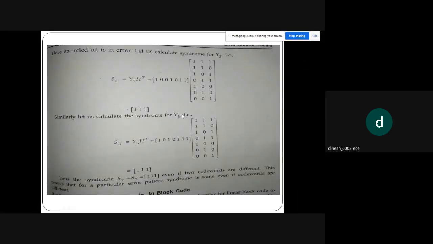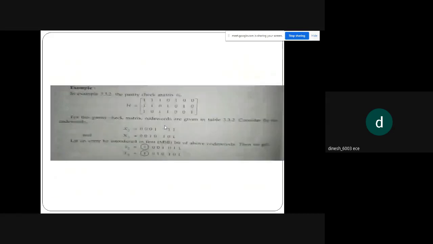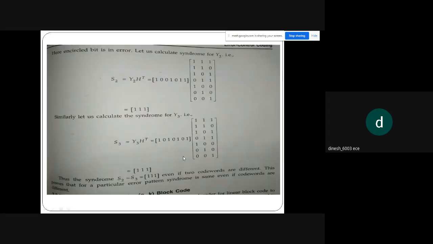Now, similarly, we calculate the syndrome for the second code vector. The received code vector will be Y3. So Y3 H transpose. Y3 is here, 1010101. Write it here, H transpose is here, and do modulo 2 addition. We get S3 as triple one. Check it, you will obviously get S3 equal to three ones.